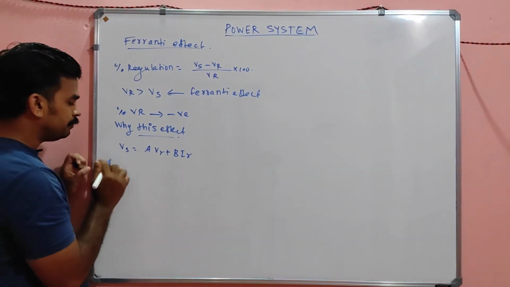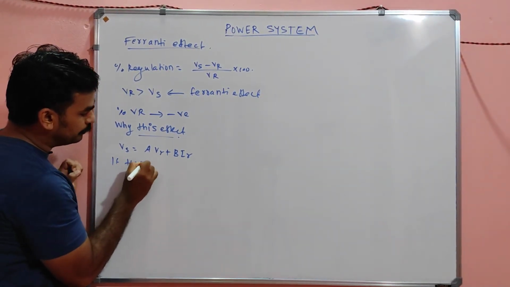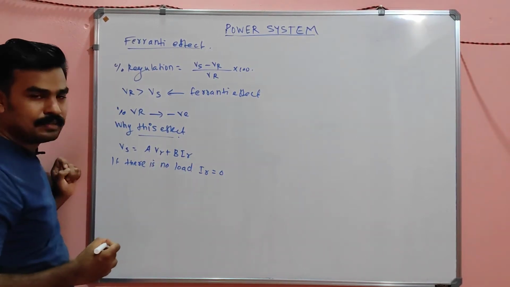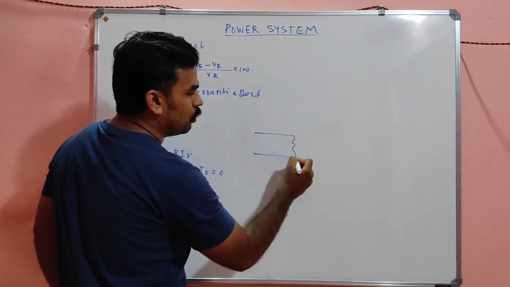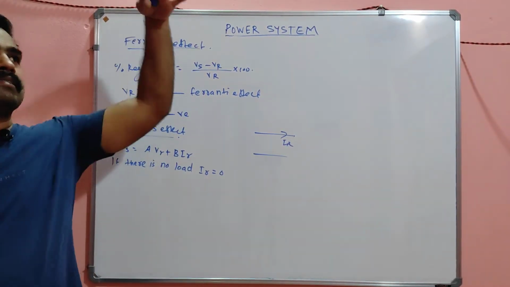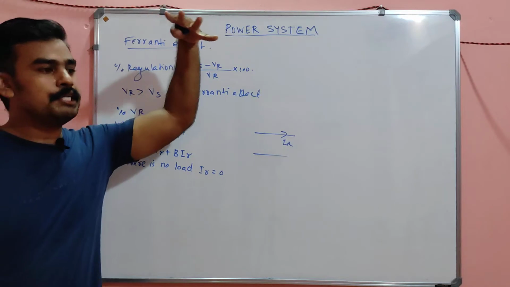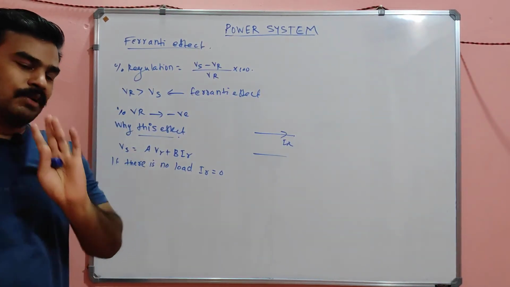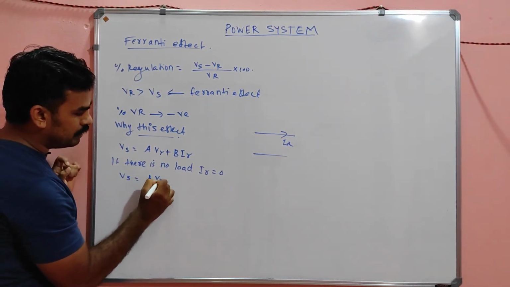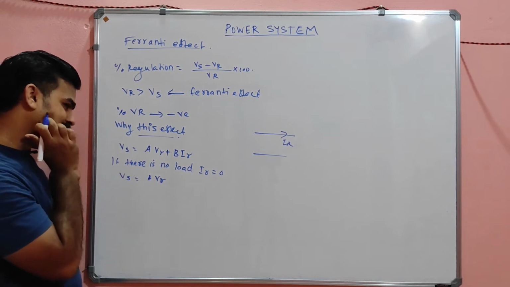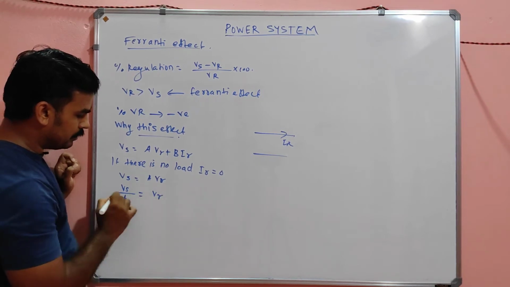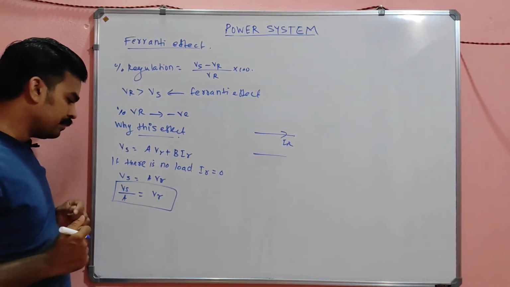So if there is no load, IR will become 0. That means the transmission line is open circuited, so there will not be any IR. The transmission line is ready to deliver current, but if there is no load there will not be any current delivery, so IR will become 0. So I can say that Vs is equal to A into VR, or Vs by A equal to VR.